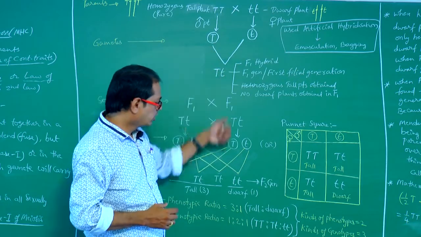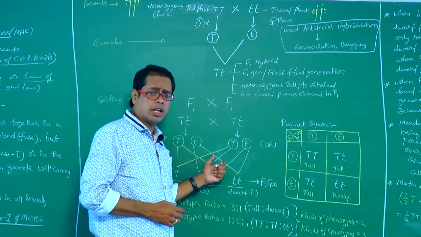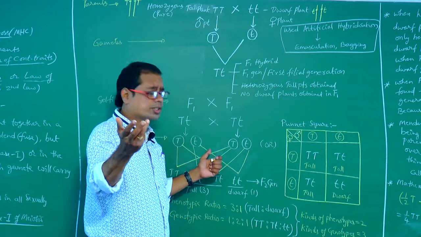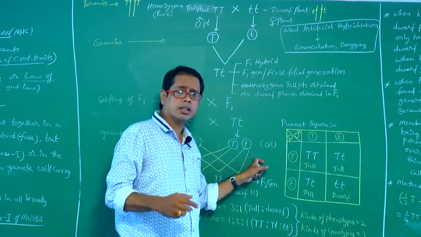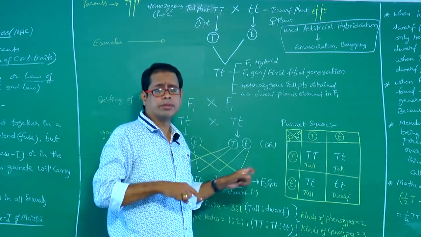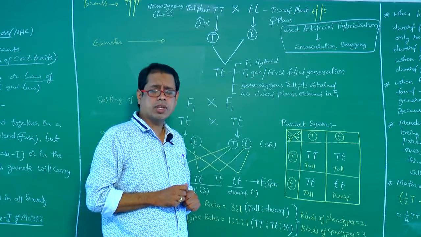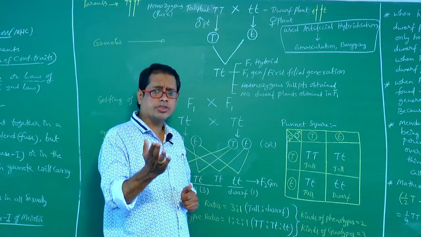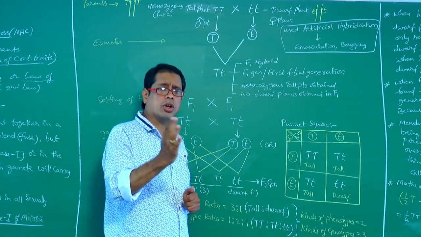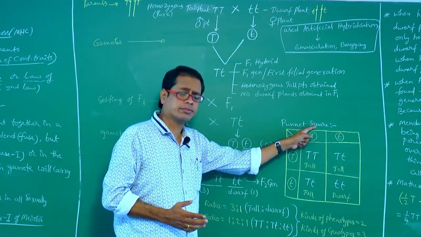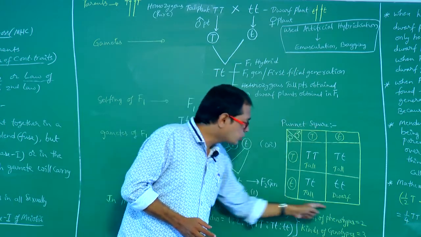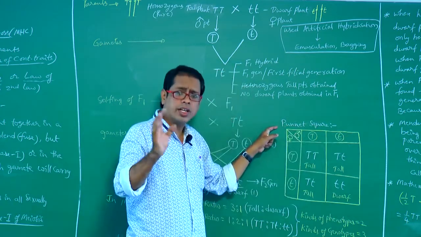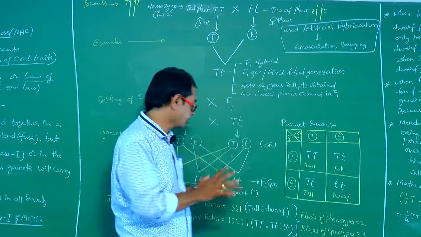So this is the F2 generation. In other words, this may be done in a checkerboard. The checkerboard was proposed by Reginald C. Punnett. That's why the checkerboard is also called Punnett square. What is that? It looks like a square. That's why it is called Punnett square.